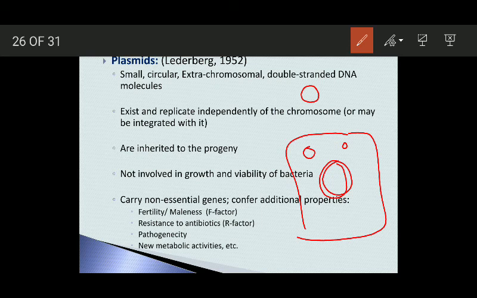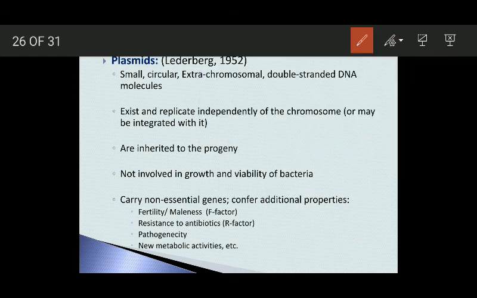I have already told you they are not associated with the bacterial chromosome. Their replication is independent, their existence is independent. Or in some cases, you will find that these plasmids integrate with the bacterial chromosome. In some cases it has been seen that bacterial plasmids are associated with the bacterial chromosome.